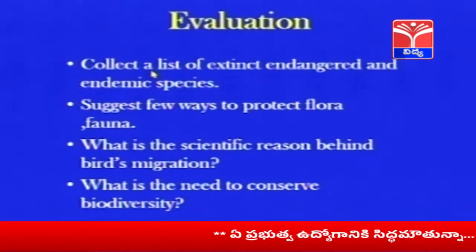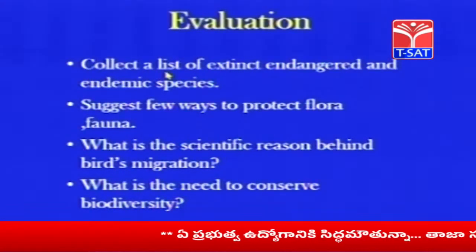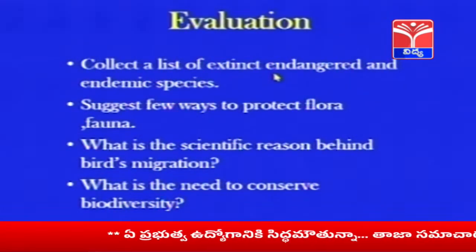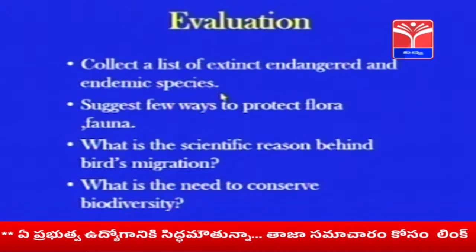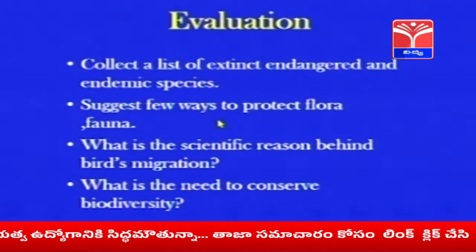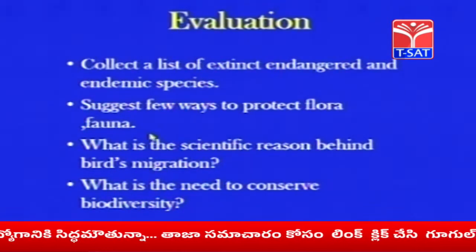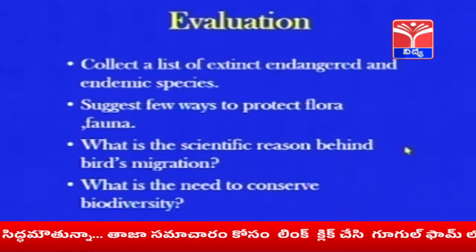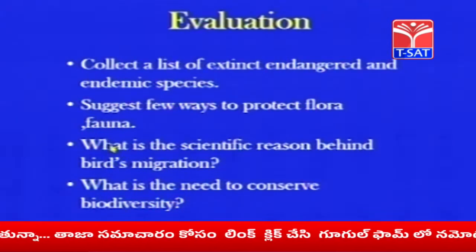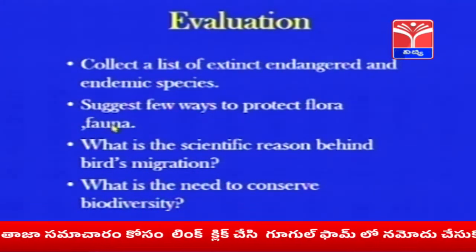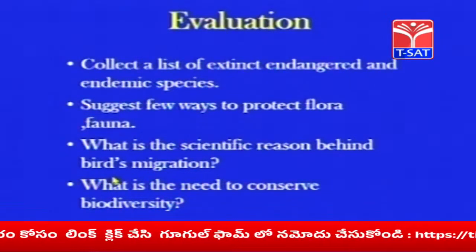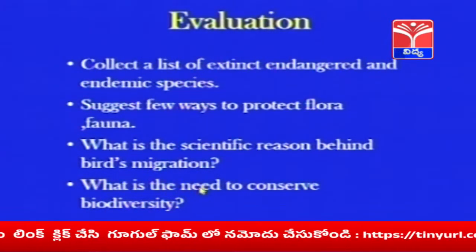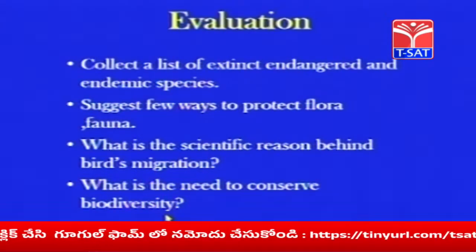So let us try to evaluate what we have learned in this lesson. You have to collect and make a list of extinct, endangered and endemic species of our country. Suggest a few ways to protect flora and fauna. You know what flora and fauna are? Yes, plants and animals. So try to suggest a few methods. What is the scientific reason behind birds' migration? What is the need to conserve biodiversity?